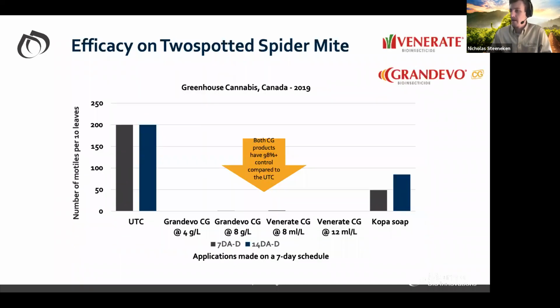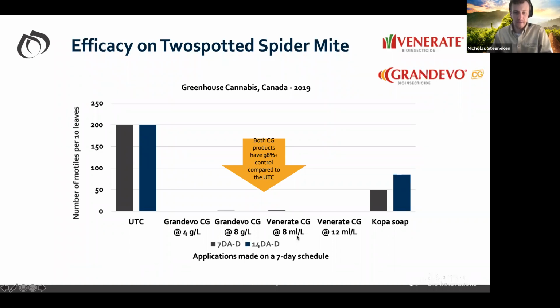So the efficacy on two-spotted spider mites, this is on greenhouse cannabis in Canada in 2019. So we have the untreated control over here on the left, and what we're looking at is the number of motiles per 100 leaves. So we had extremely high pest pressure of 200 mites per leaf, basically. When treated with Grandivo at 4 grams per liter, 8 grams per liter, sorry, these are Canadian measurements, we had a significant reduction. Both products and Venerate as well, we put in there to test that as well.